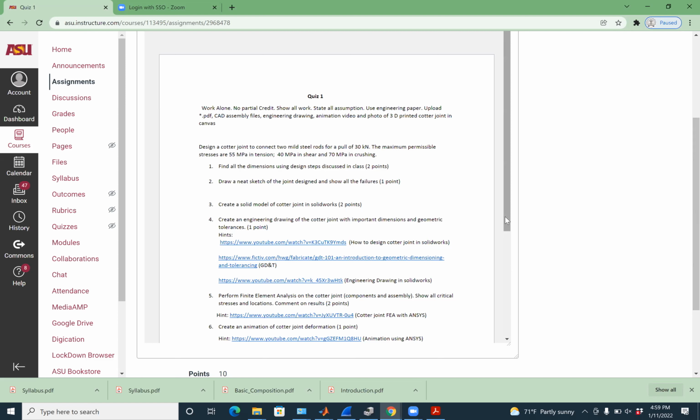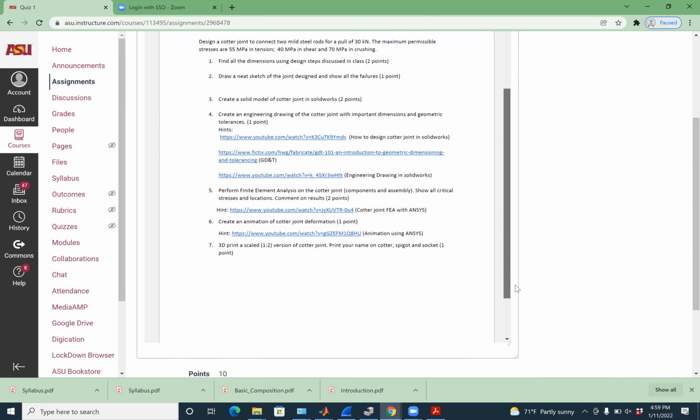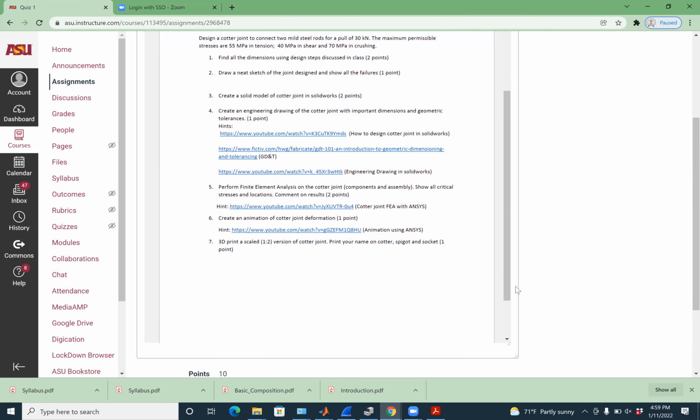And you can see the last part is 3D printing. Is everyone comfortable with 3D printing? Anyone who does not have any experience with 3D printing? Okay, so if you don't have any experience, I would actually encourage you. I will connect you with my grader and TA who can help you with 3D printing.